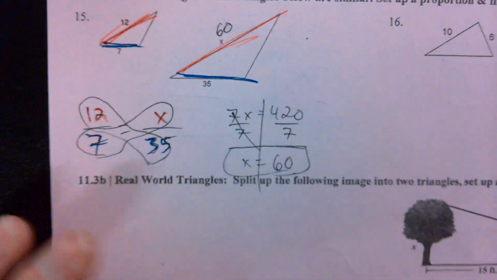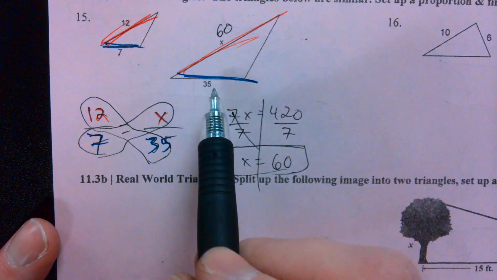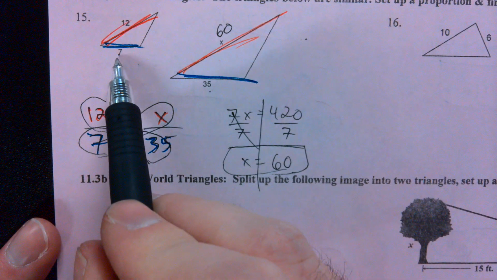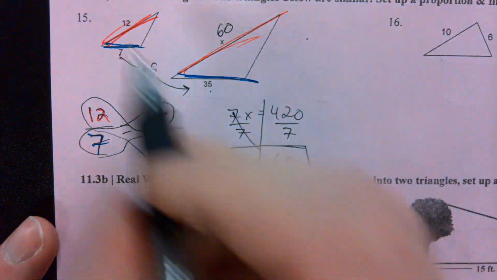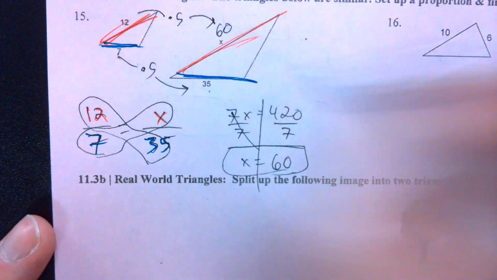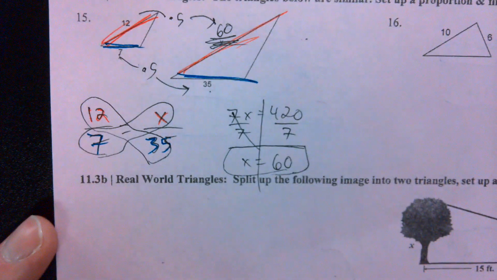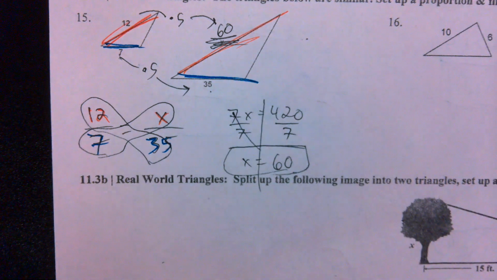And again, here's how we can check this. Let me look at my bases. If I've got 7 and 35, what can I multiply 7 by to give me 35? 5. So if I multiplied 12 by 5, what would I get? 60. That matches up perfectly. We've made this triangle 5 times larger.